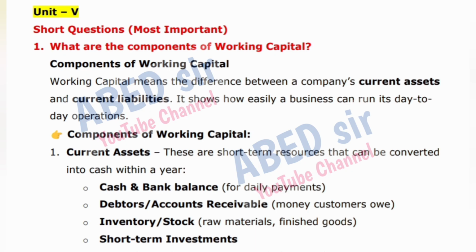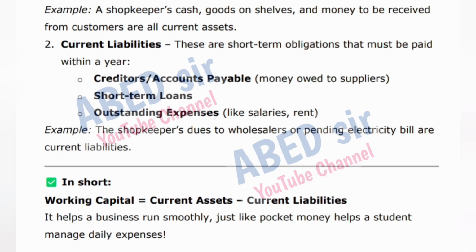Components of working capital. 1. Current assets. These are short-term resources that can be converted into cash within a year. Cash and bank balance for daily payments. Debtors, accounts receivable, money customers owe. Inventory, stock, raw materials, finished goods. Short-term investments. Example, a shopkeeper's cash, goods on shelves, and money to be received from customers are all current assets.